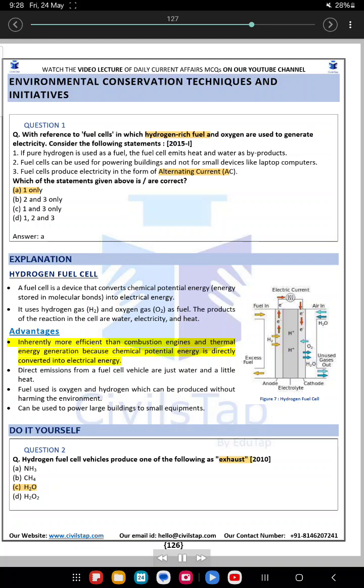Advantages. Inherently more efficient than combustion engines and thermal energy generation because chemical potential energy is directly converted into electrical energy. Direct emissions from a fuel cell vehicle are just water and a little heat. Fuel used is oxygen and hydrogen, which can be produced without harming the environment. Can be used to power large buildings to small equipment.